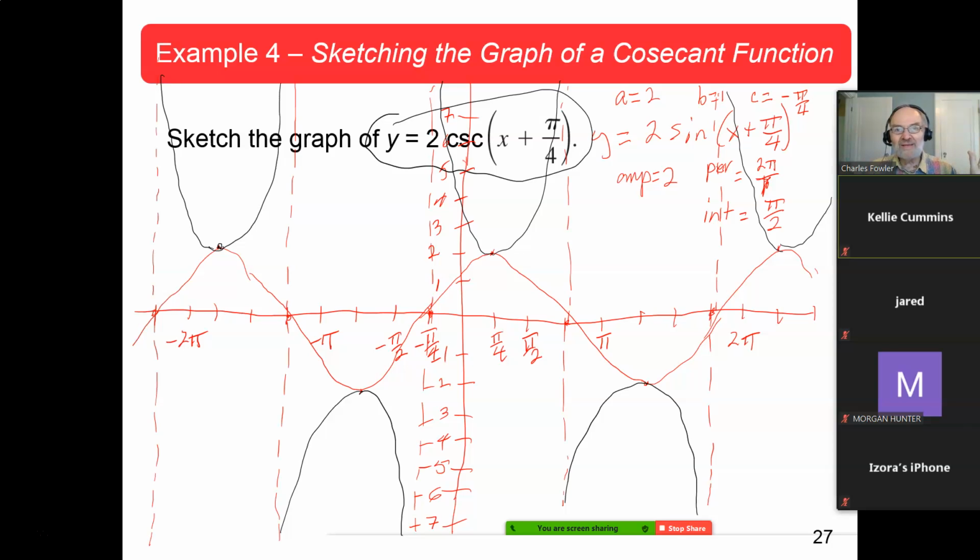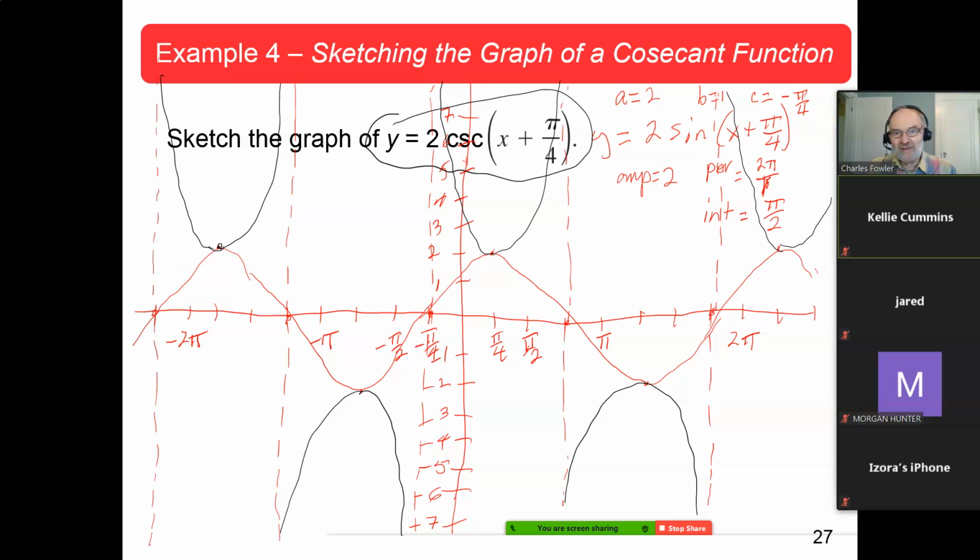You don't have to do any amplitude. That doesn't make any sense here. You don't have to worry about phase shift or period. Your sine took care of all that for you. Once you get the sine drawn with the phase shift and everything else, everywhere you see a 0 for sine, there's a vertical asymptote for cosecant. And everywhere you see a max or a min for sine, that's a min or a max for the cosecant. You just draw them in. Hand draw is fine. You don't have to connect any other points. That's what you need.